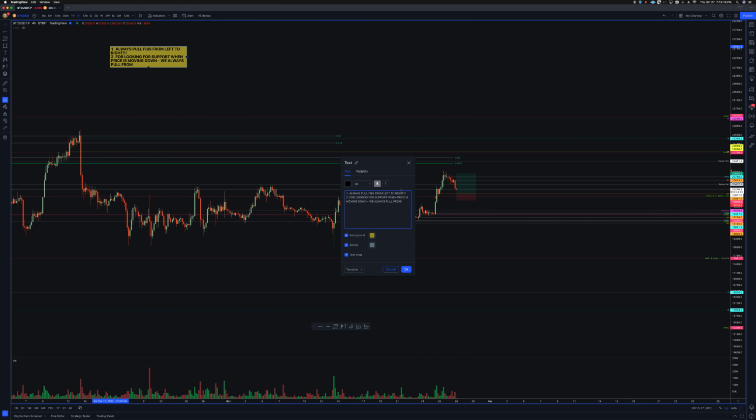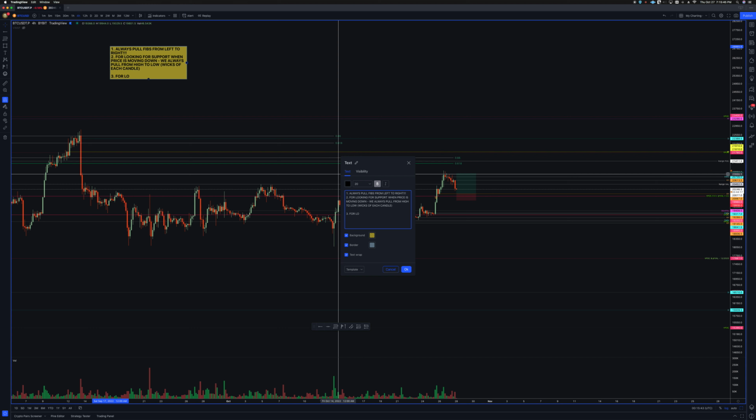So back to this. We always pull from high to low, meaning a swing high to a swing low, wicks of each candle. Okay, disclaimer here. Okay, and I'll just do number 3.